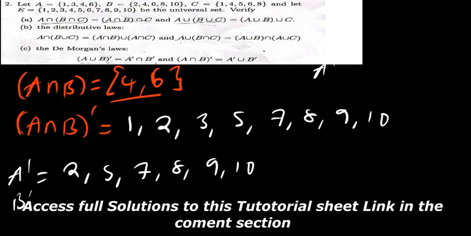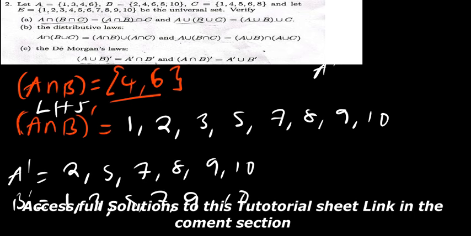Let's go to b complement. B complement, so this is now my left hand side. B complement is: 1 is not there, I'm going to write it. 2 is there, I'm not going to write it. 3 is not there, I'm going to write it. 4 is there, I'm not going to write it. 5 is not there, I'll write it. 6 is there, I'm not going to write it. 7 is not there. 8 is there, I'm not going to write it. Now 9 is not there, 10 is not there.